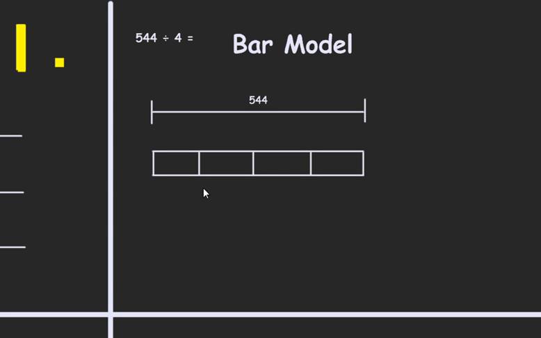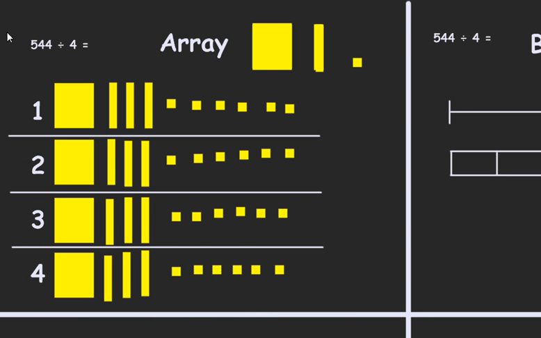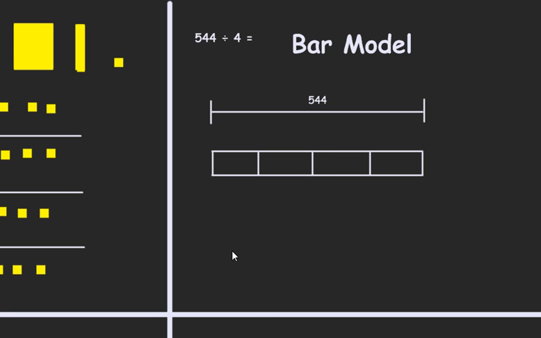So I made 4 equal boxes. Now I'm going to put the same number in each one. And as we saw on the array model, each box will have 136 in each one of them. So there's 136 in each box. Now again, this is easier, and if you add all of them together, they equal 544, and this one just shows you a pictorial representation of what that would look like. Now let's go to the area model.